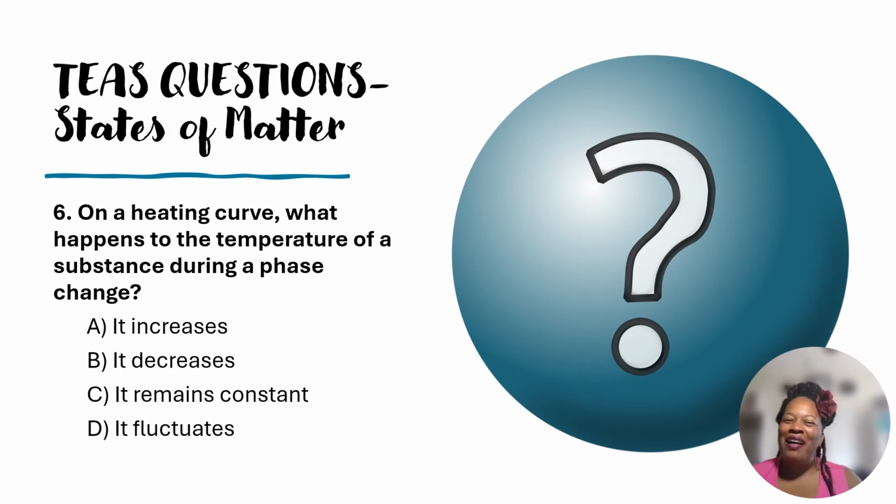It's question time. Question number 6. On a heating curve, what happens to the temperature of a substance during a phase change? Is it A, it increases, B, it decreases, C, it remains constant, or D, it fluctuates?